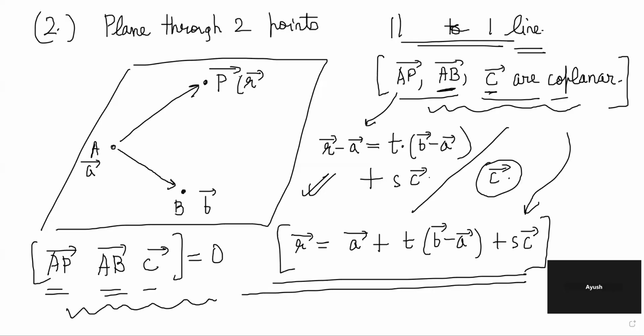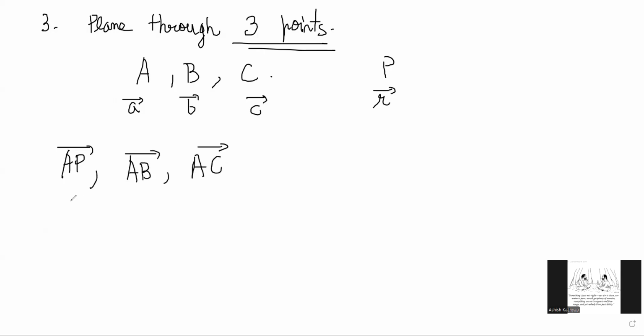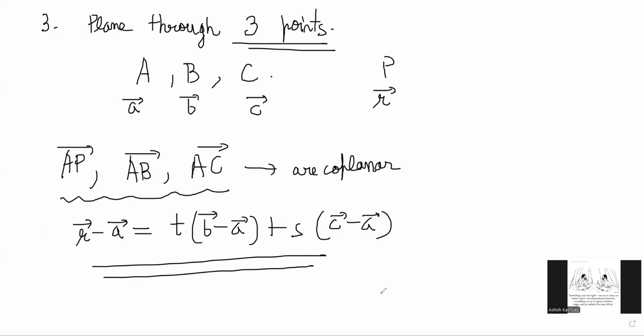Case 3, the last case for plane, is plane through 3 points. Now there is no parallel vector that is given. 3 points are given, but the concept is the same. The points are A, B, C. So I can make vectors with an unknown point P, which is R, and these are A, B, C. I can make one AP vector and one AB vector and one AC vector. You can make other combinations also, right? And these vectors are coplanar. And if they are coplanar, I will be able to write R minus A as T times B minus A plus S times C minus A. And that becomes your equation here. Nothing to remember, very obvious stuff.